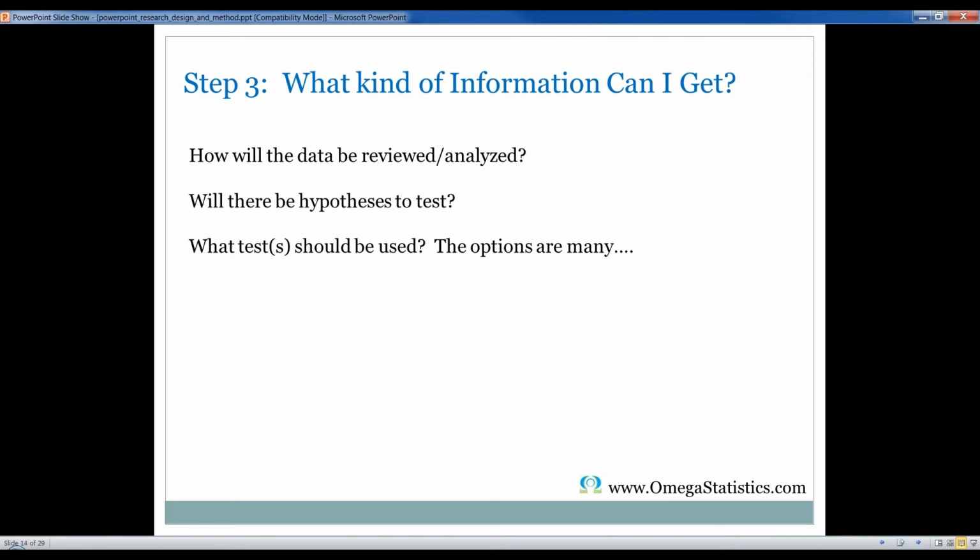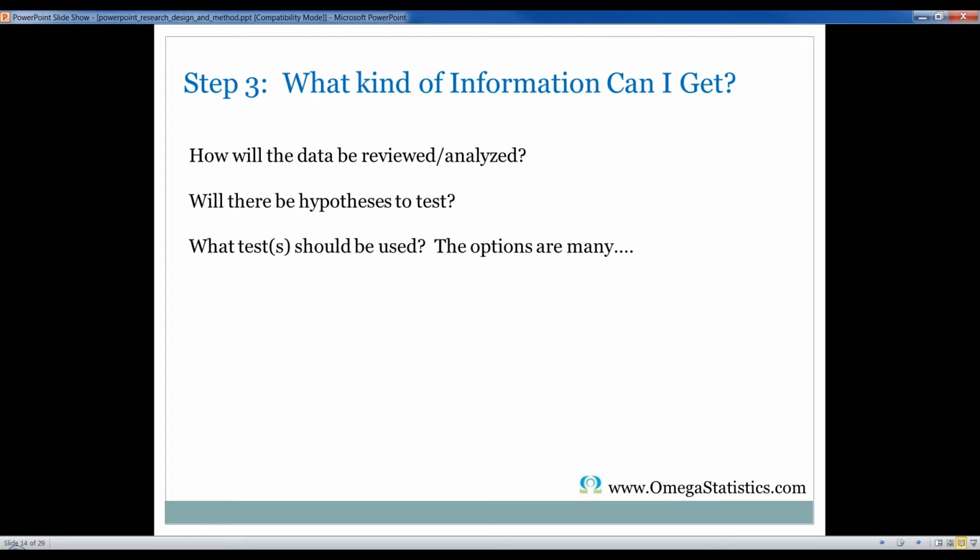How are we going to review and analyze that data? Are we going to have hypotheses to test? If you have a qualitative study, typically you only have research questions. You don't test hypotheses. Hypothesis tests, of course, you have to have a statistical test, right? So you're going to use more of a quantitative kind of design. So that'd be something to think about. Am I going to be collecting data and testing hypotheses with a statistical test? And what test should I use?